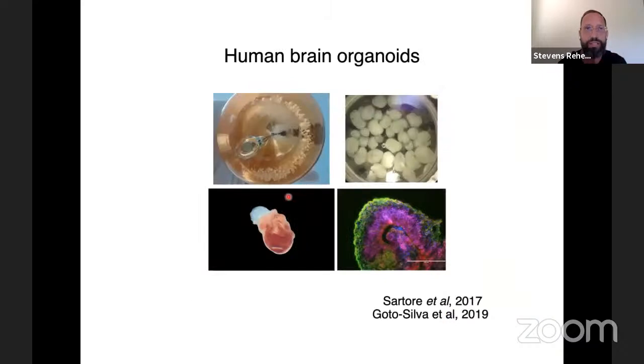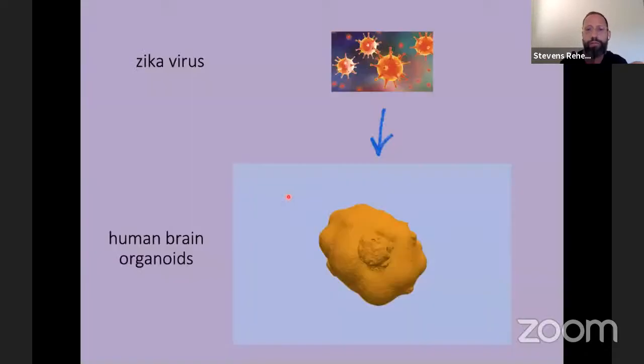So besides using these iPS cells, which you can make behave as astrocytes, neuroprogenitor cells and neurons, we can also grow those cells as these human brain organoids. This is just some examples of how we grow those cells, and you're also seeing a section of these brain organoids in the bottom right part of this slide. So with this kind of tools, we decided to check what would happen if we directly use the Zika virus to infect these brain organoids.